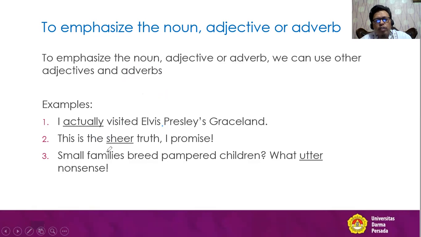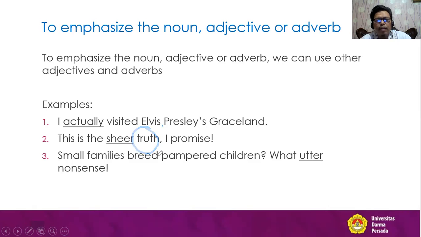Next, this is the sheer truth, I promise. This is the sheer truth, I promise. Everybody, we have sheer in order to emphasize truth. Okay, sheer is an adjective, and then it modifies the noun.